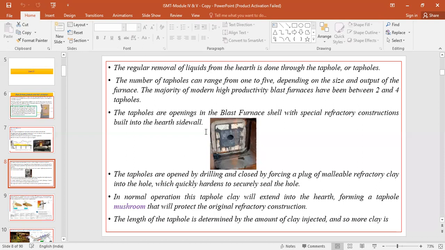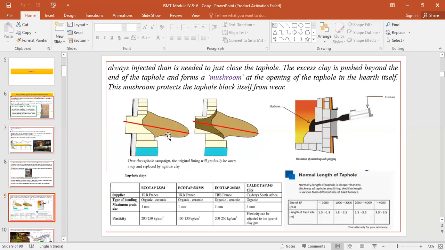Whenever there is tapping, because of the high velocities, there is a possibility of erosion of the tap hole area, and that eroded part will be compensated by this tap hole clay. So you can see in this particular picture that this is the mushroom which is extended into the blast furnace area. And initially, this is the condition.